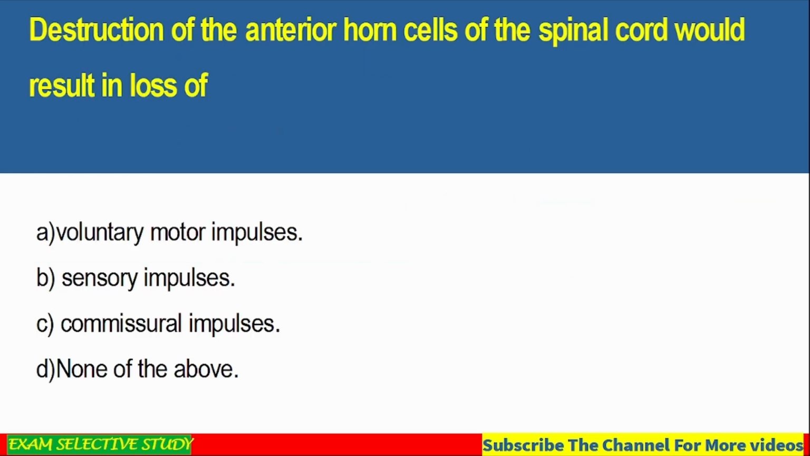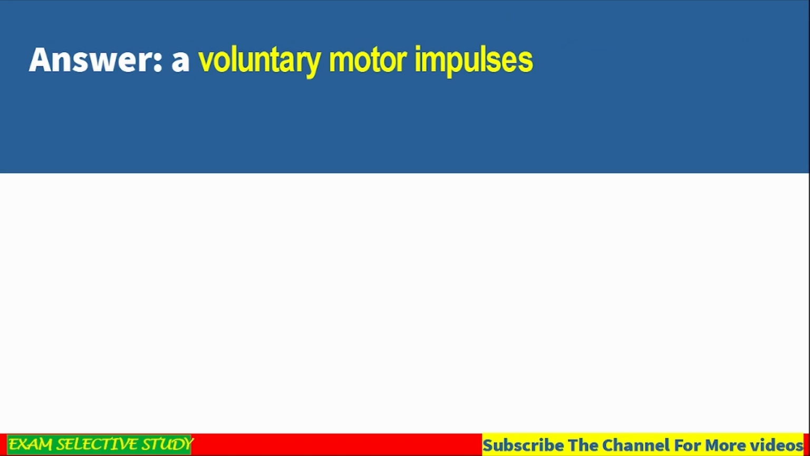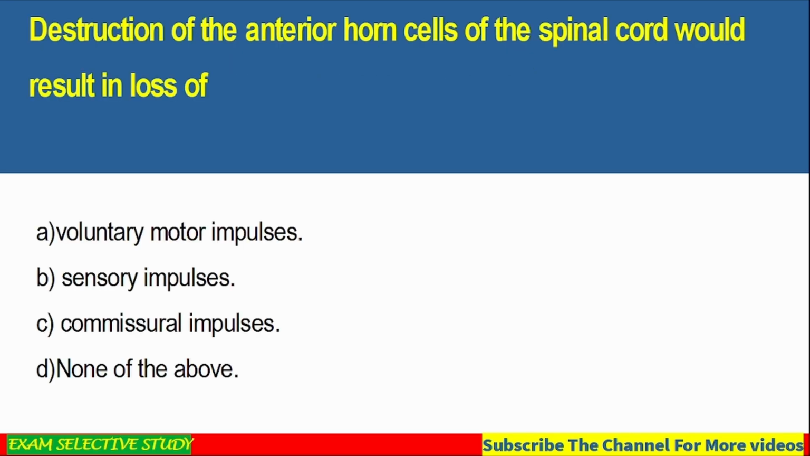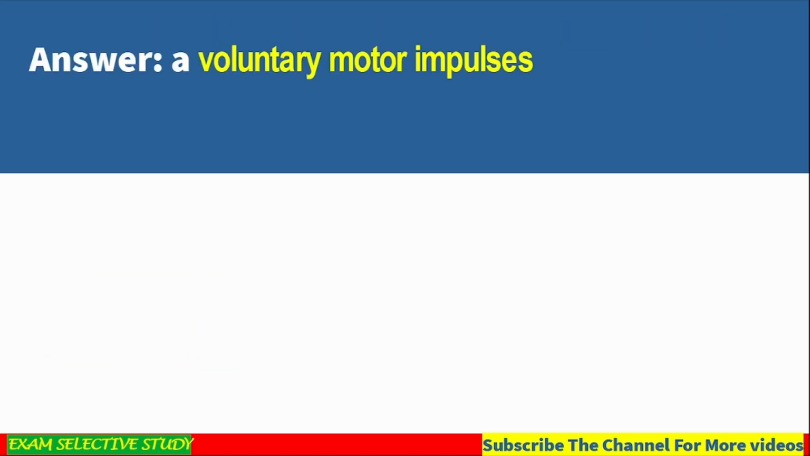അടുത്ത ചോദ്യം. Destruction of the anterior horn cells of the spinal cord would result in loss of: options: voluntary motor impulses, sensory impulses, commissural impulses, none of the above. Answer. Voluntary motor impulses. Destruction of the anterior horn cells of the spinal cord would result in the loss of voluntary motor impulses.